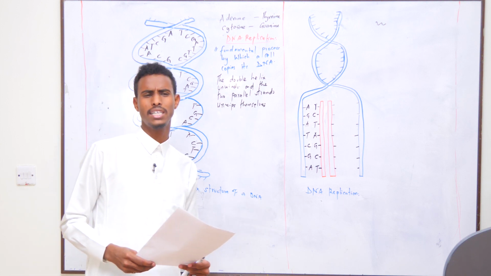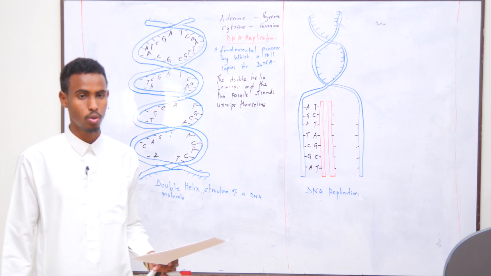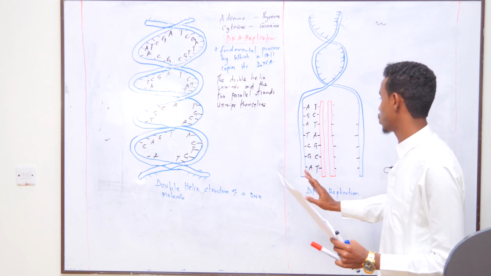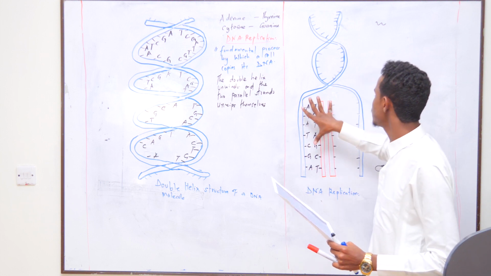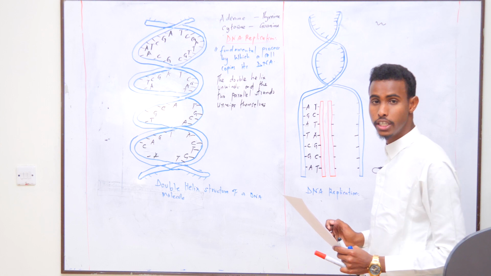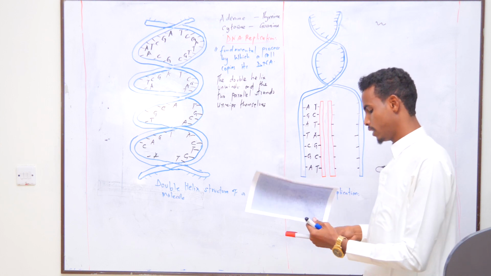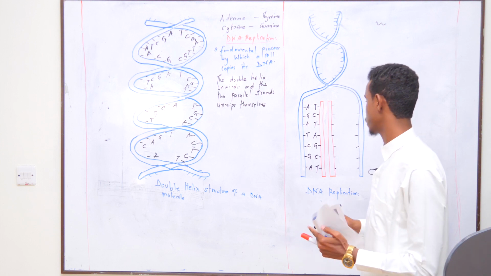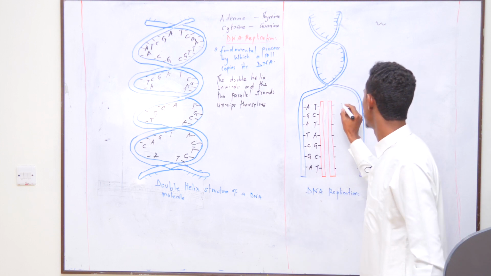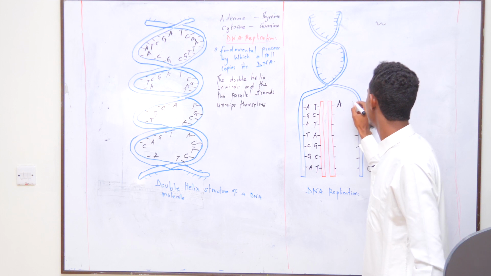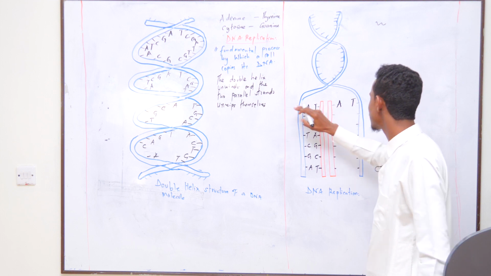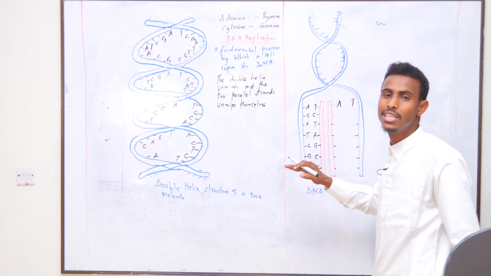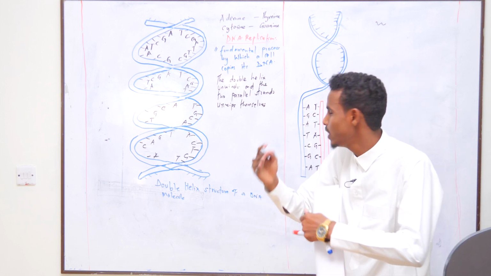Now, class, how does the replicated DNA look like? For instance, this was the one that was there, and again we have the parent DNA. Let's look at the replicated one. The replicated DNA will be similar to the parent DNA, class. For instance, this one will be adenine, thymine. You see now, they are just similar. That's why we say the DNA will be replicated exactly the way it is.